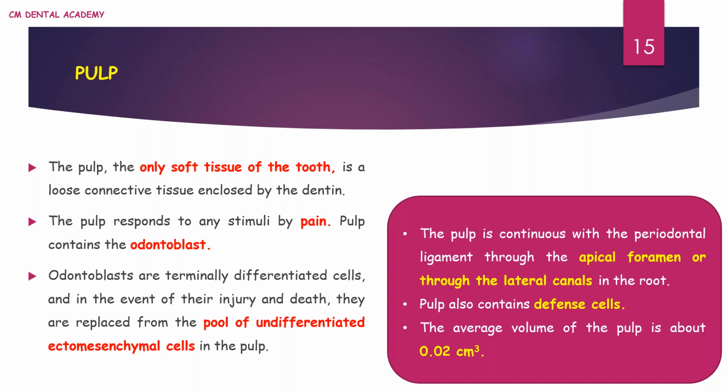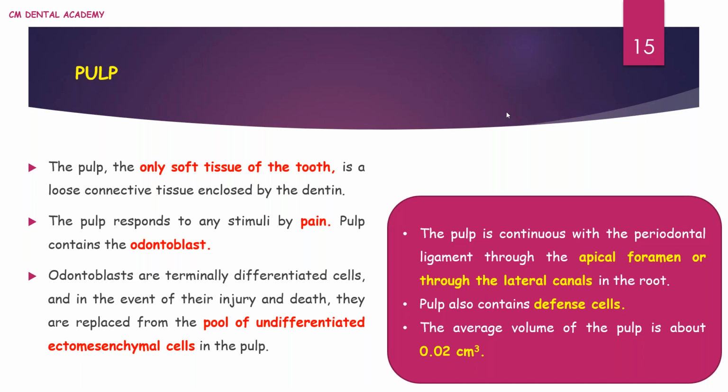These undifferentiated ectomesenchymal cells in the pulp have the capacity to differentiate into any blast cells whenever there is a requirement. For example, whenever there is damage to the dentine, the undifferentiated mesenchymal cells from the pulp differentiate into odontoblasts and cause the repair of the dentine. So this is a protective mechanism.